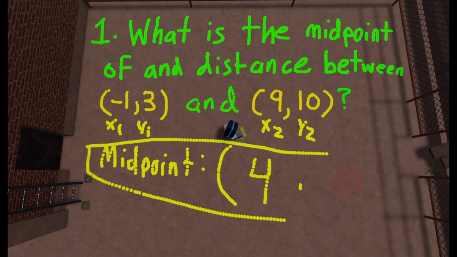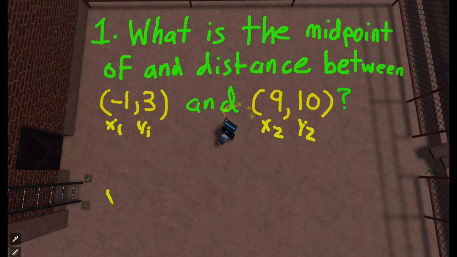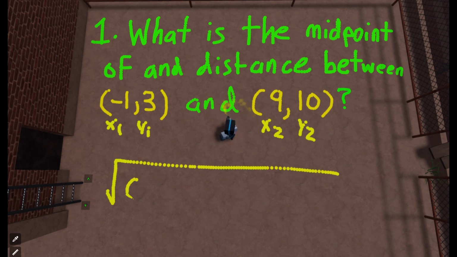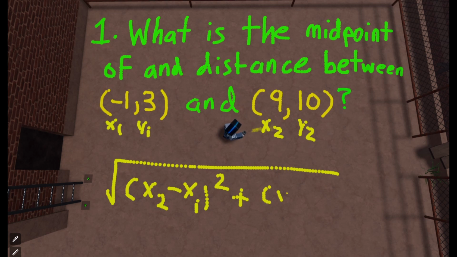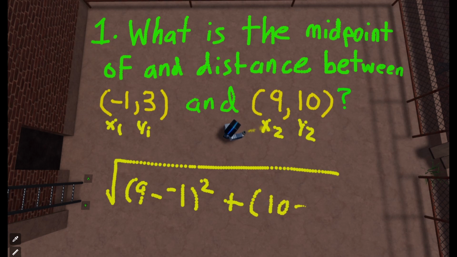Now let me erase all this and then let's get to the distance formula, so we can find the distance between these 2 points. So recall, the distance formula is just the square root of x2 minus x1 squared plus y2 minus y1 squared. So let's just plug in some numbers. So x2 minus x1 is going to be 9 minus negative 1 squared, and then plus y2 minus y1 is just 10 minus 3. Then you have to square it. 9 minus negative 1 is just 10. 10 minus 3 is just 7.